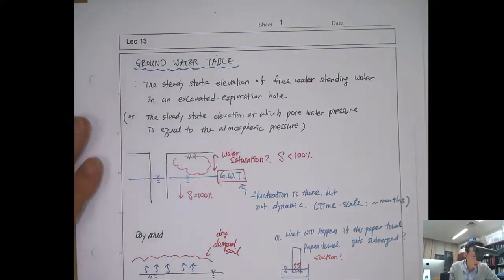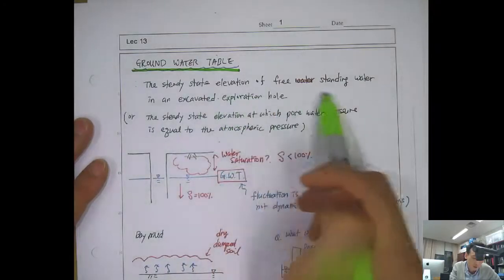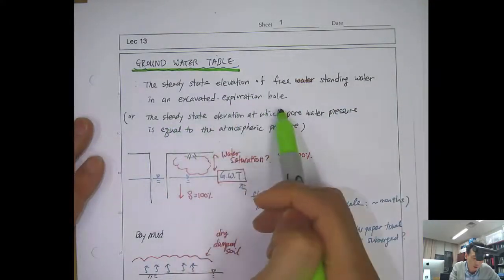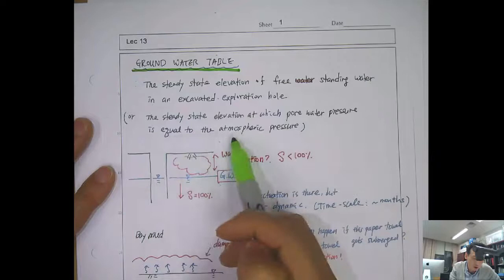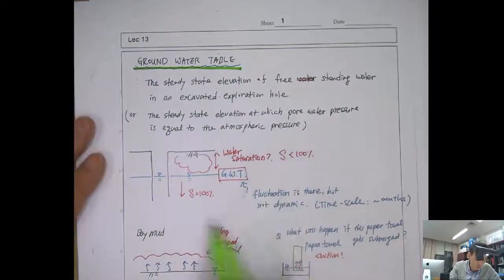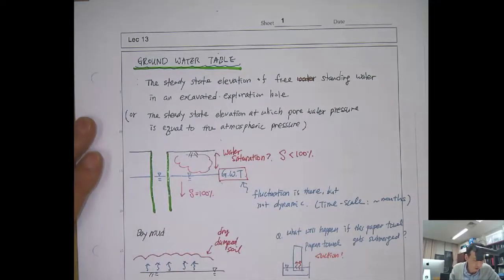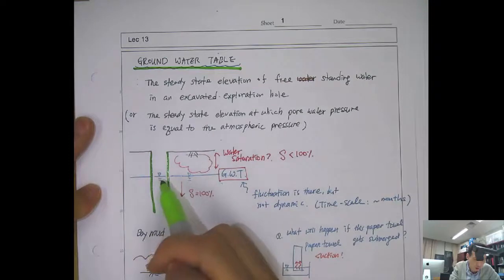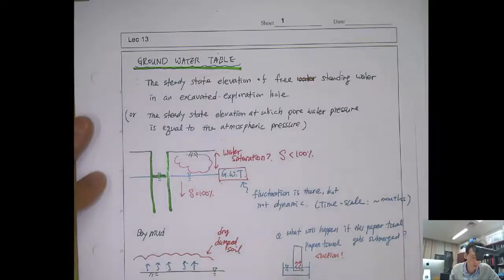So first, the groundwater table. The groundwater table location is defined as the steady-state elevation of freestanding water in an excavated exploration hole. So it is the steady-state elevation at which the pore water pressure is equal to the atmospheric pressure. If you dig a hole deep into the soil, subsurface, and you meet the groundwater table, then you'll see freestanding water. You'll see a clear water surface in the hole, and that's the location. And if it doesn't move, then that's the location of the groundwater table.